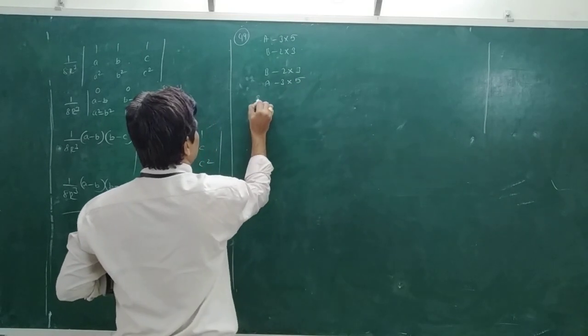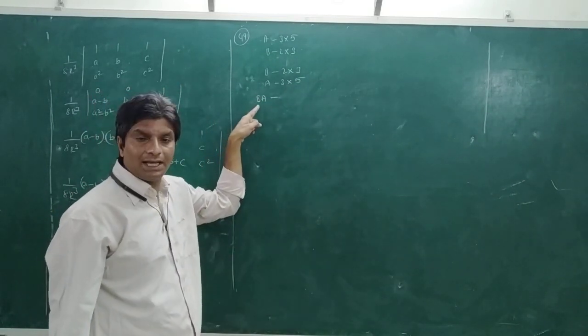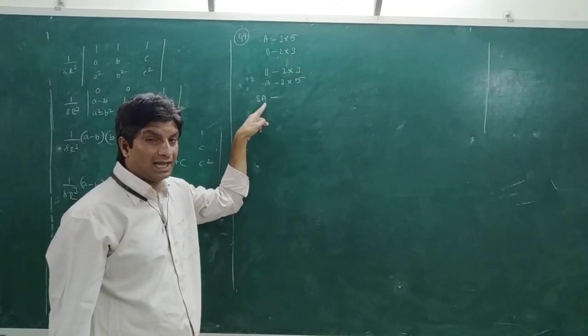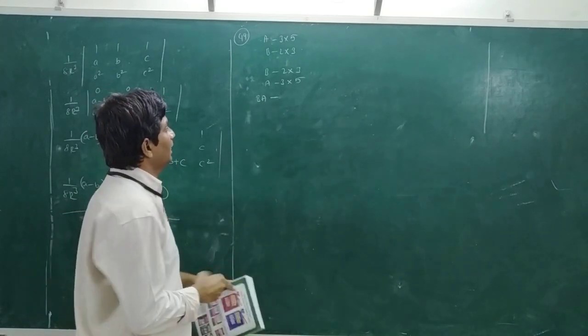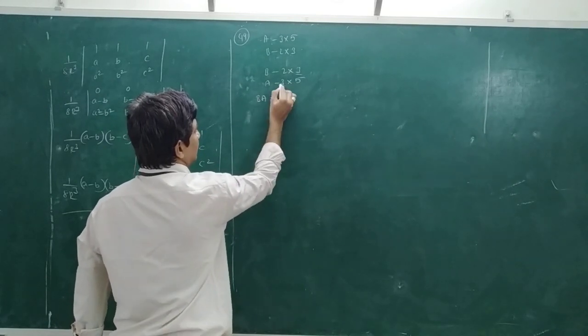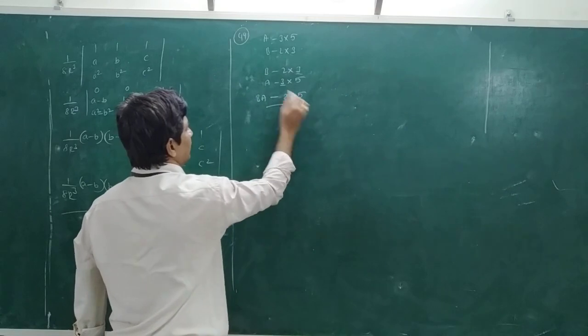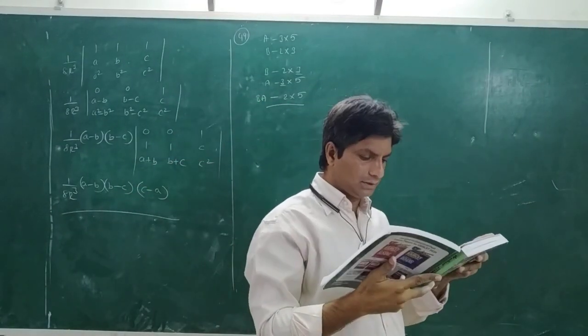Is BA possible? Tell me. What is the first matrix here? B. The number of columns in the first matrix B, and in the second matrix A, the number of rows must be equal. So how many columns in the first matrix B? 3. Number of rows in the second matrix A? 3. Both are equal. So what is the order of BA? 2 cross 5. Remove this 3. 2 cross 5. So this is the answer. The third option is the answer.